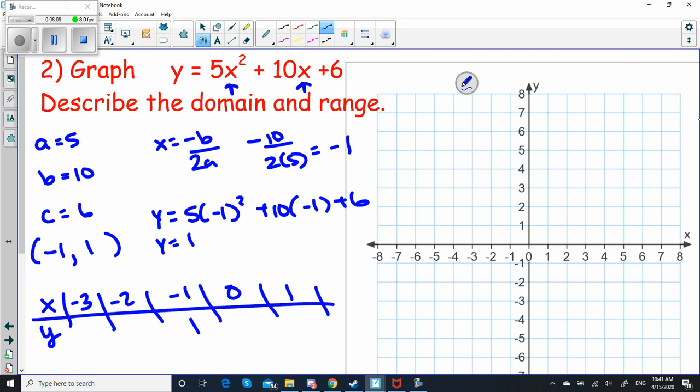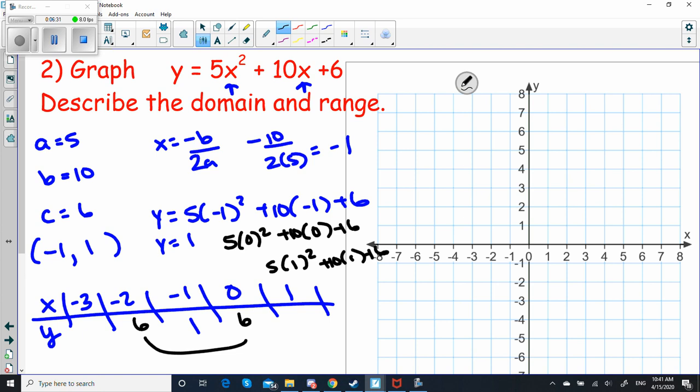All right, let's plug in 0. So 5 times 0 squared, and I'm putting it in for x, plus 10 times 0 plus 6, 6. So these two are both 6. And if I do that for the positive 1, 5 times 1 plus 10 times 1 plus 6, it looks like that's 21, which is going to be way off my graph. Yeah, it is 21. So this is 21 and this one is 2.